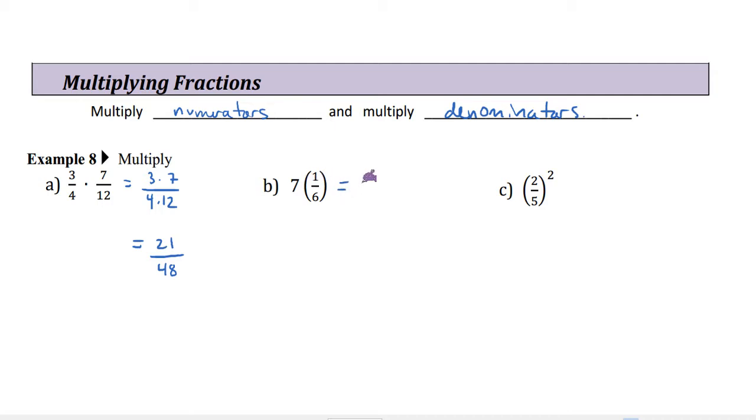This one, we could write as 7 over 1 times 1 over 6, so then you have 7 over 6, and then 2/5 squared is the same as 2/5 times 2/5, so now this will be 4 over 25.